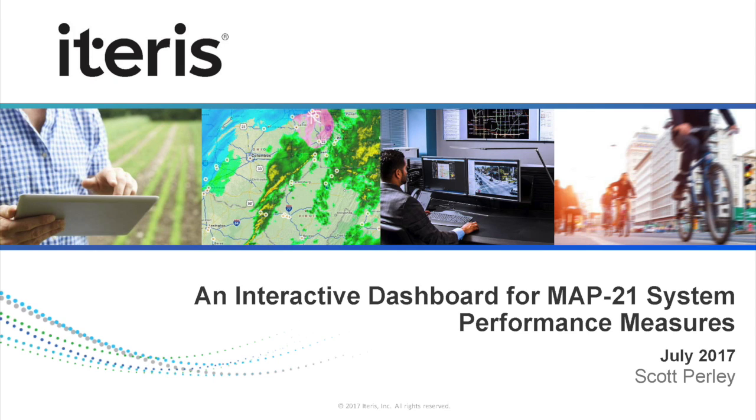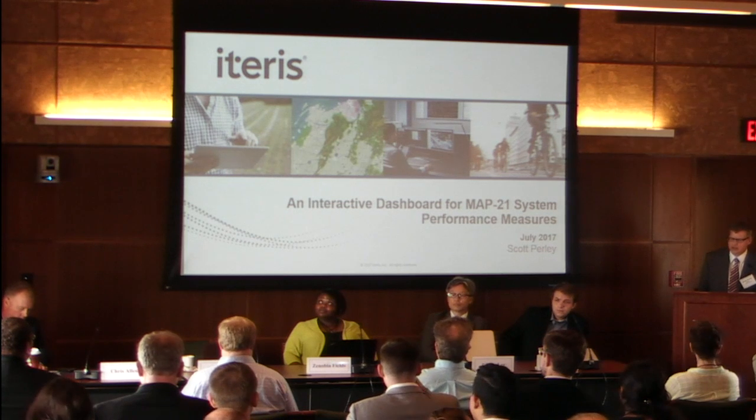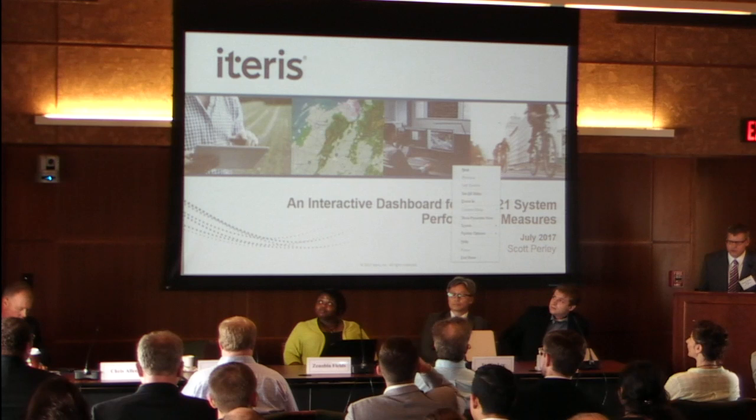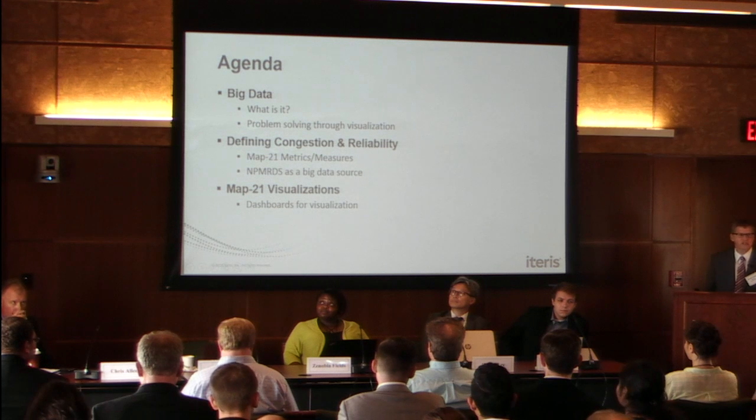What I'm going to talk about today is an interactive dashboard that we're implementing for the state of California for MAP21 system performance measurements for the P3 rule. I'll go through a little bit about what big data is for folks. I think this is probably a fairly educated audience, but just to cover that briefly, defining what congestion and reliability mean, and then going into what we're doing in terms of visualizations for the MAP21 measures.